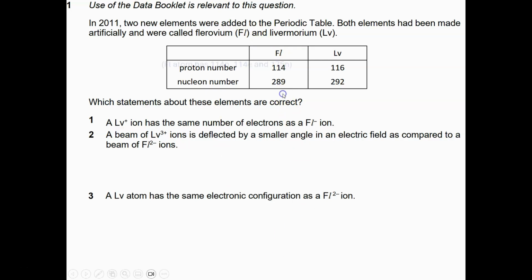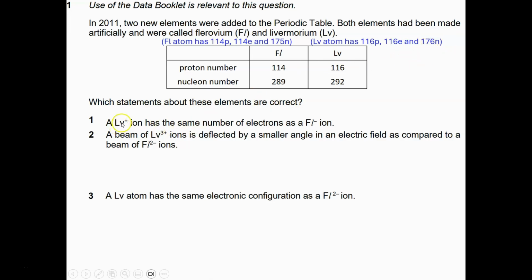So flerovium has 114 protons, 114 electrons. The number of neutrons is the nucleon number minus the proton number, 175. And we do the same for livermorium. So both protons and electrons are 116, and 176 neutrons.